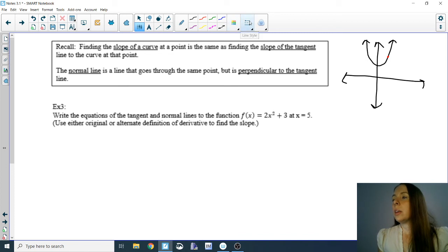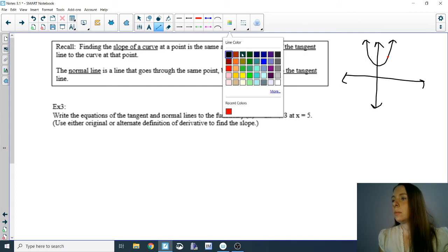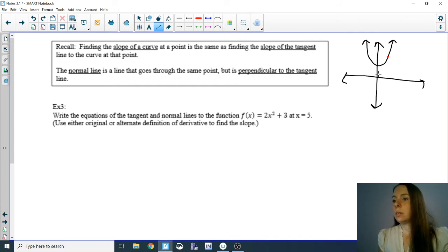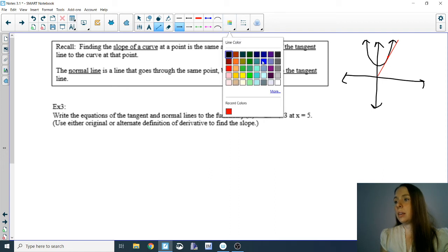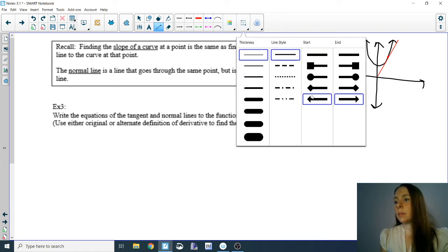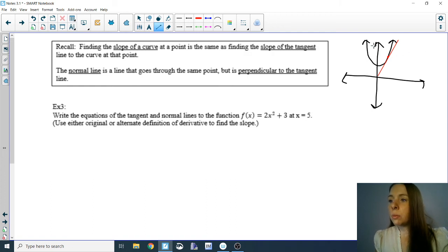All right, the tangent line could look like this. And the normal line, again, is a line that is perpendicular. It goes through the same point as the tangent line, the same point on the curve, but it's perpendicular. So it could look like that.